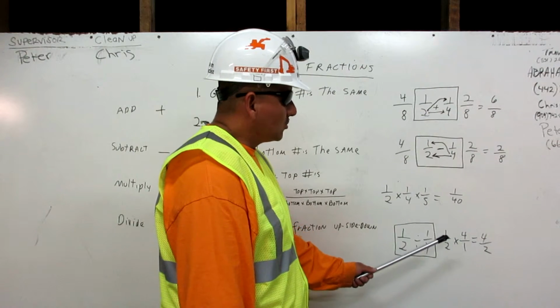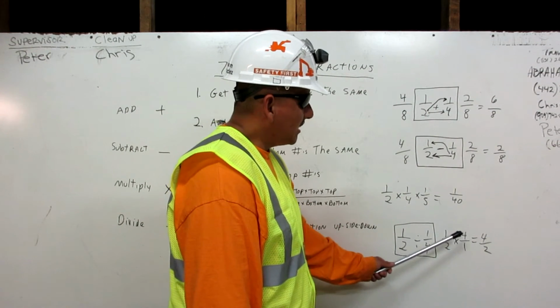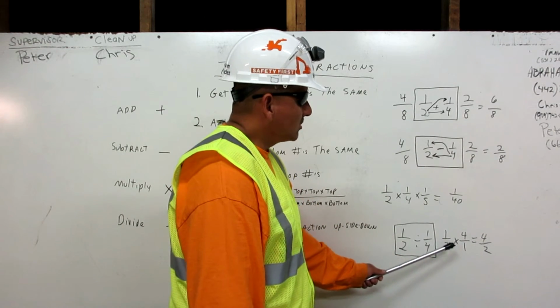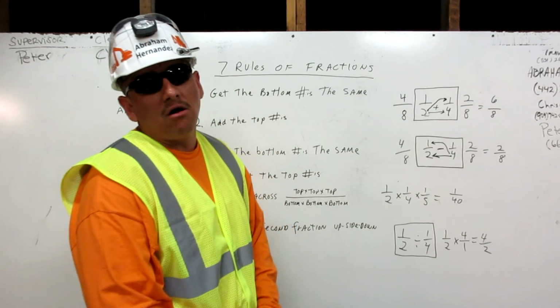1/2 times 4/1. To get that, I multiply across, so it's 1 times 4 equals 4, and 2 times 1 equals 2. 4/2. And that is how you divide all fractions.